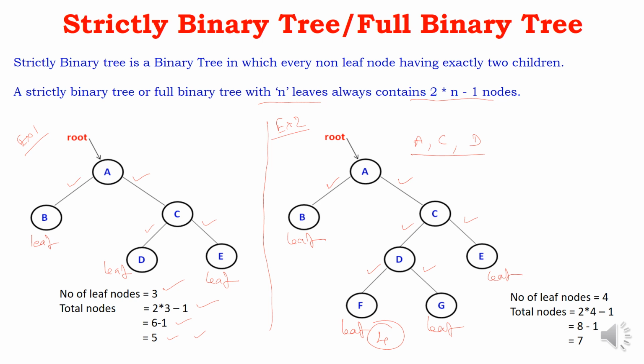So the number of leaf nodes is 4. The total number of nodes will be 2 into 4 minus 1, 8 minus 1, 7. Let me check whether there are 7 nodes or not. A, B, C, D, E, F, G. Yes, there are 7 nodes. So this is a strictly binary tree, or we can consider this a full binary tree also.